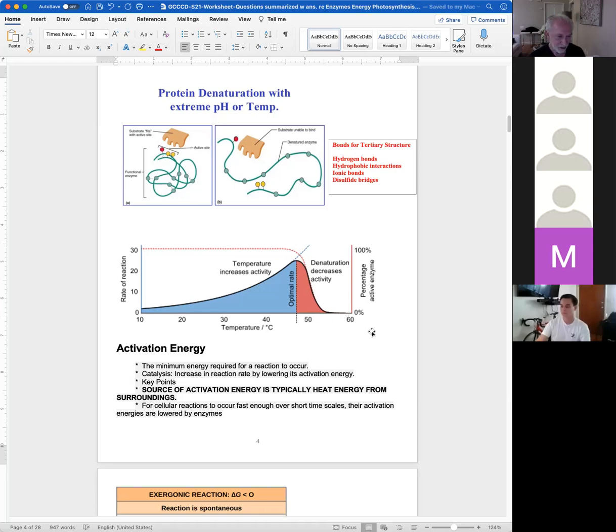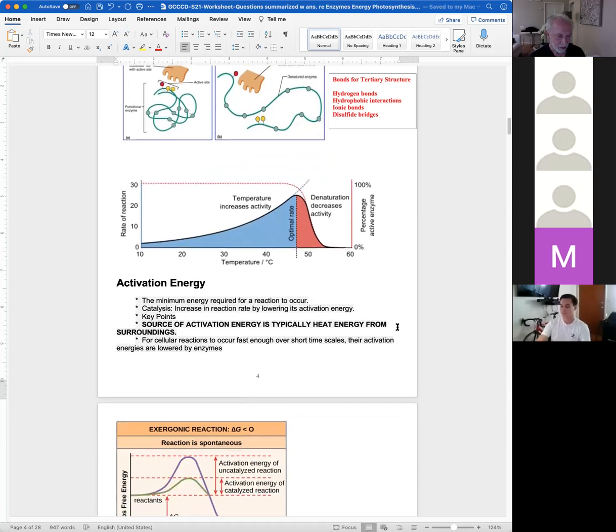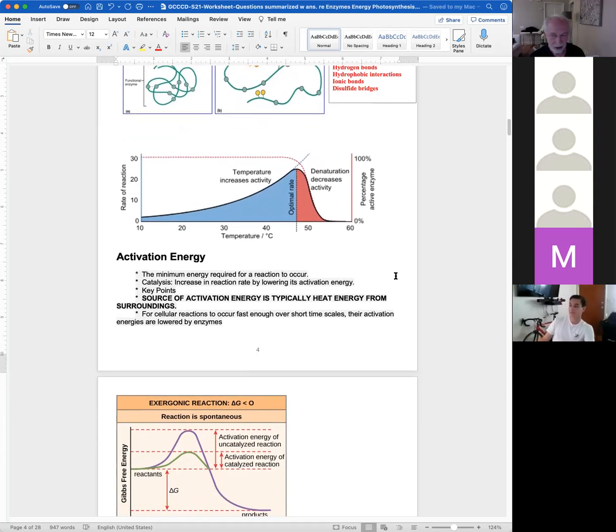And that raises the question of activation energy, which a number of you asked about. What is activation energy? It's the minimum energy required for a reaction to occur. And catalysis is the increase in the rate due to lowering the activation energy. Now, a key point, a number of you asked, where does the energy come from for activation? Well, the source of activation energy is often the heat energy from the surroundings itself.